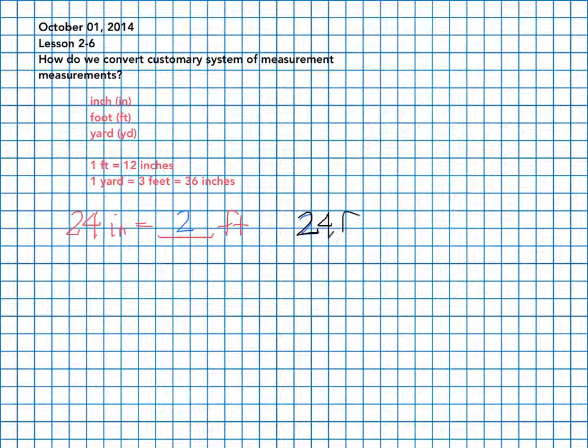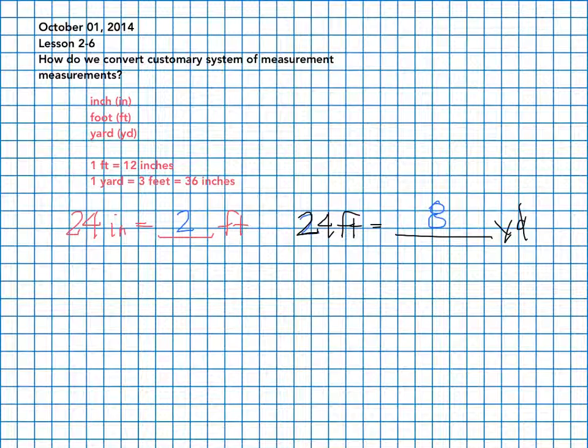So let's get another one. 24 feet, let's go to black here. 24 feet is equal to how many yards? Well, there are 3 feet in a yard. So I'm going to take this, divide it by 3. 24 divided by 3 will give me 8.